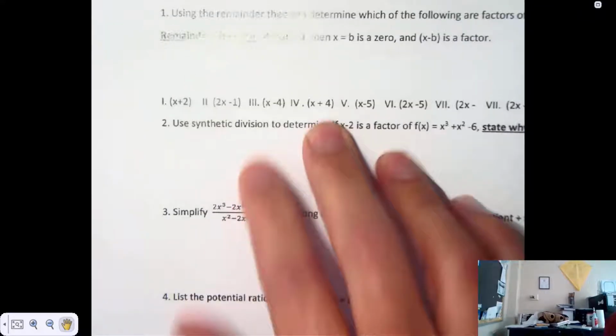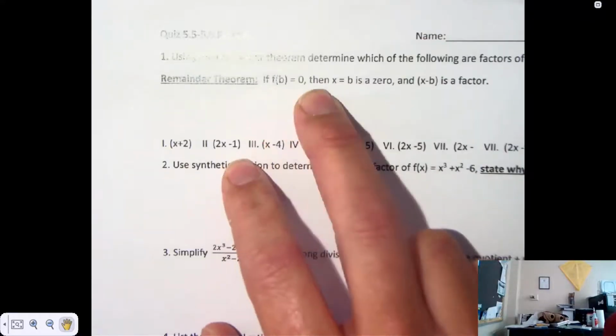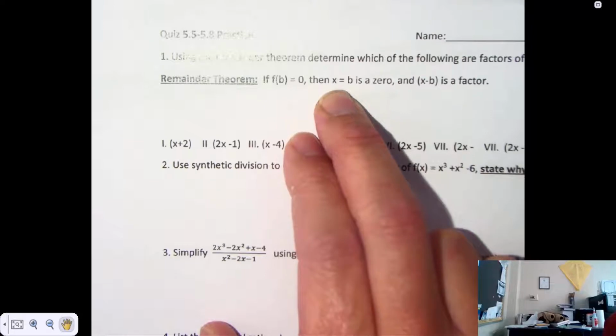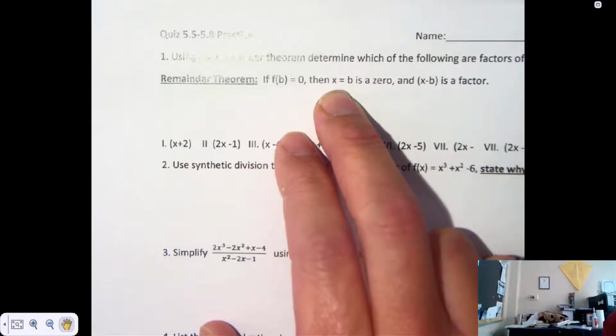It says if f of b is 0, then x equals b is a 0 and x minus b is a factor. That's all it says. It means if you plug the number in and you get a 0, it's a 0 because you got 0.